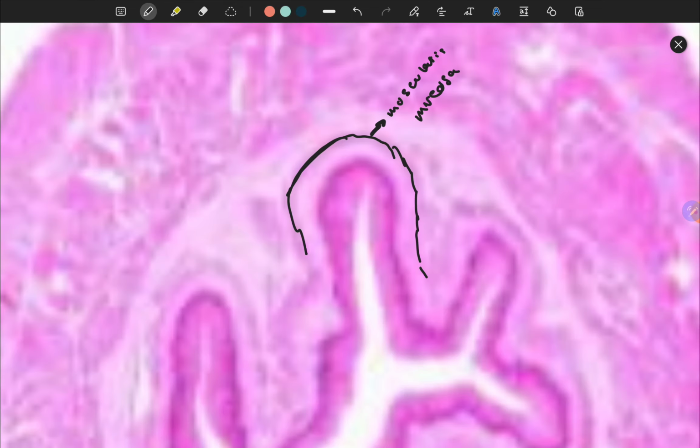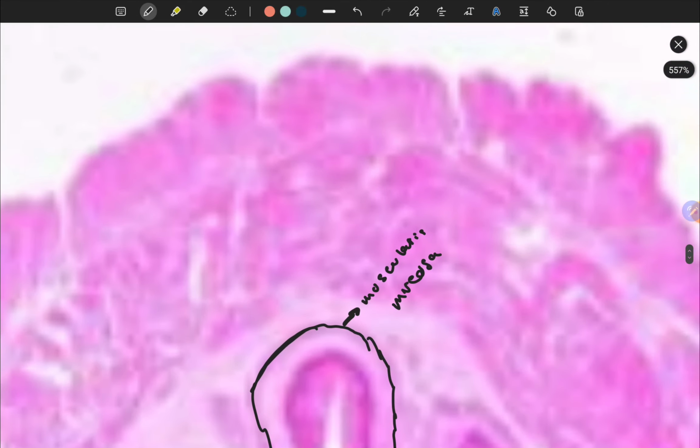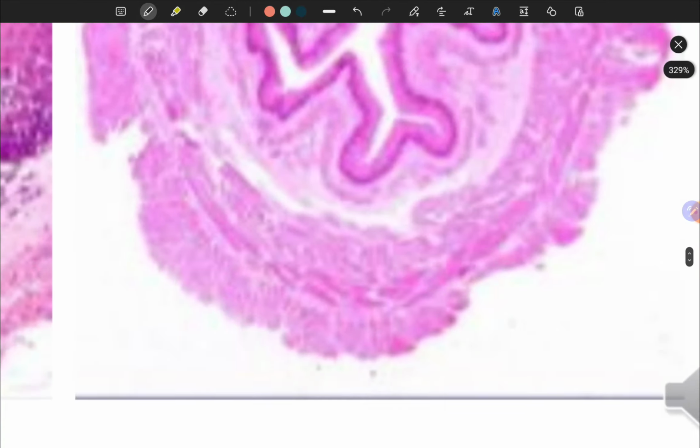And if you see here, we have two orientations. From here to here, we have one orientation. The fibers are running circularly, and here they are cut. So these are the cross section of the longitudinal muscle fibers of the outer layer of the muscularis externa, for the layers of the esophagus. So you can study it.